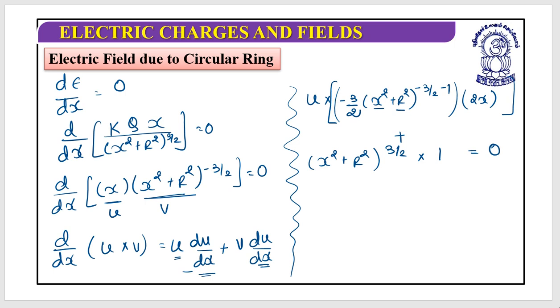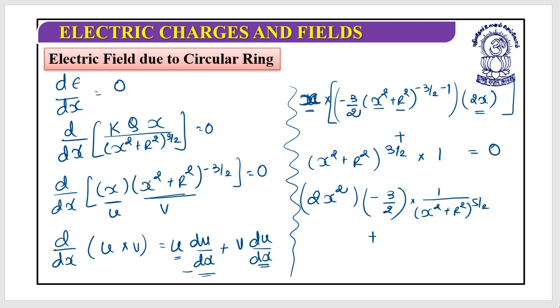So if I just try to simplify this, this is the value of u which is x. So this is x into 2x, which is 2x square, multiplied by minus of 3 by 2 into 1 by (x square plus r square) to the power 5 by 2, plus this is (x square plus r square) to the power minus 3 by 2, that is plus 1 divided by (x square plus r square) to the power 3 by 2, and that comes to 0.